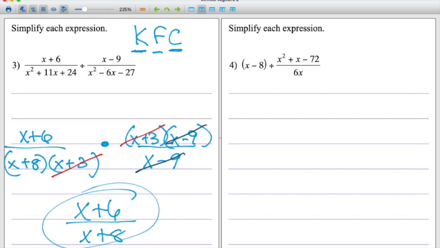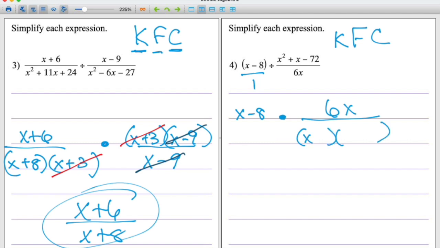Let's do number 4. Number 4, we're going to keep the concept of the keep, flip, change, but we don't have a denominator on that one. So there's an invisible 1, and that's not a problem. Make sure that if you're flipping and you don't have a denominator, you have the 1 with it so it can flip. So I'm going to keep my x minus 8. I'm going to change the divide to a multiply, and I'm going to flip. My 6x goes here. And I can just start factoring right now.